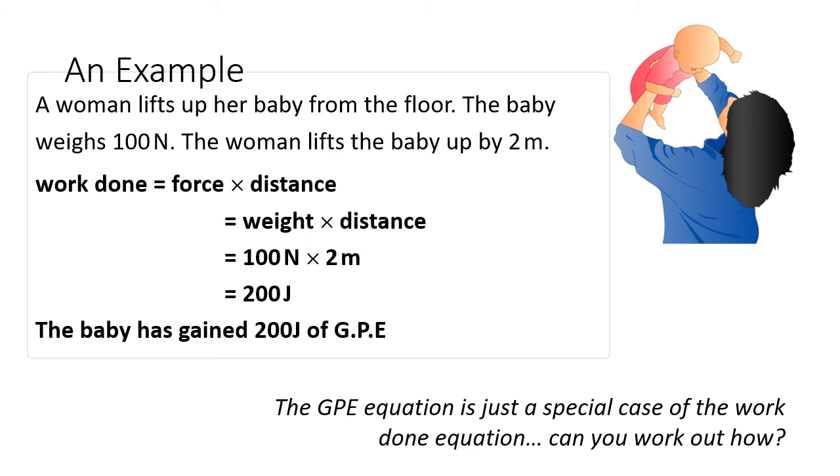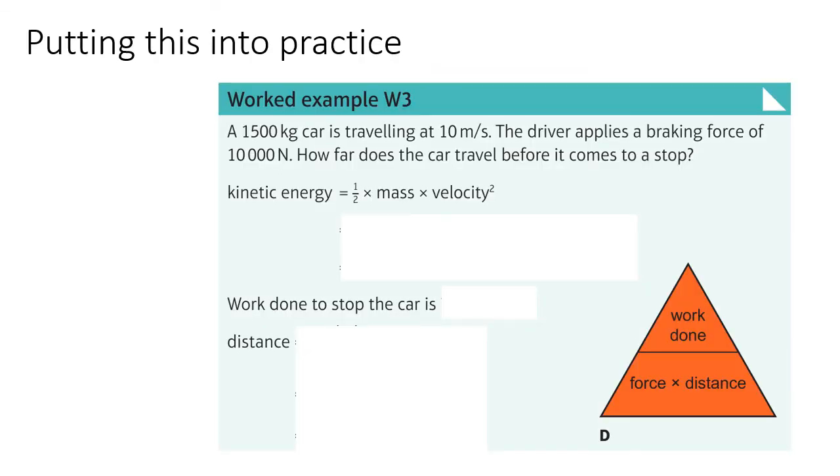Now the baby has gained 200 joules of gravitational potential energy. So work done and energy gained is the same. The gravitational potential energy equation is just a special case of work done against gravity. Now putting this example into practice, you can pause this video here and you can come up with your answers.